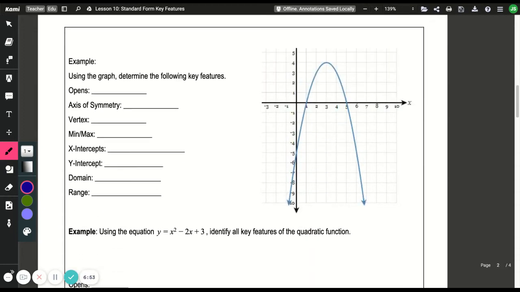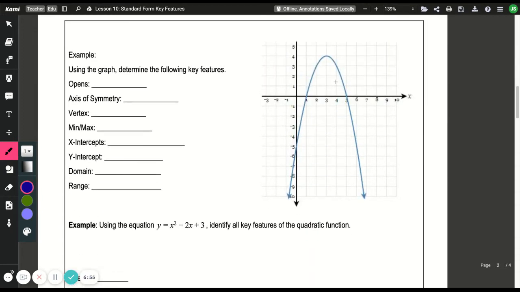So we're going to go through one where we identify everything given the graph. Okay, so which way does this one open? It opens down. What is the axis of symmetry? So the axis of symmetry is the line that cuts it in half. That would go straight down the middle like this. And that's going to be helpful in lesson 11 when we graph them also. But what's the equation of that line? It only crosses the x-axis and it crosses at 3.